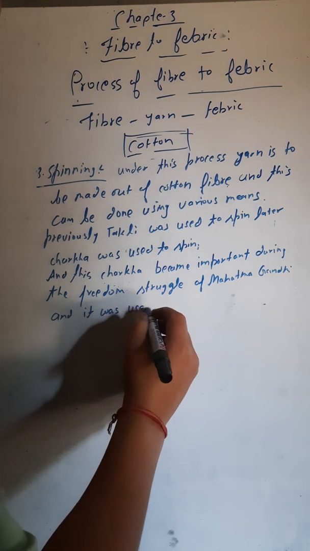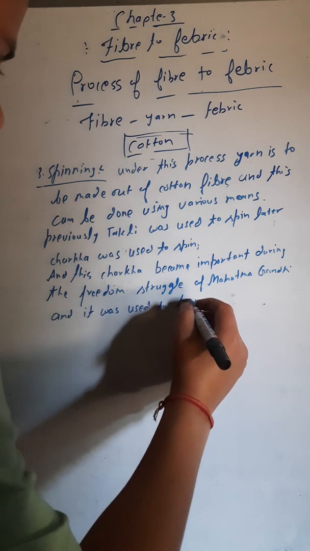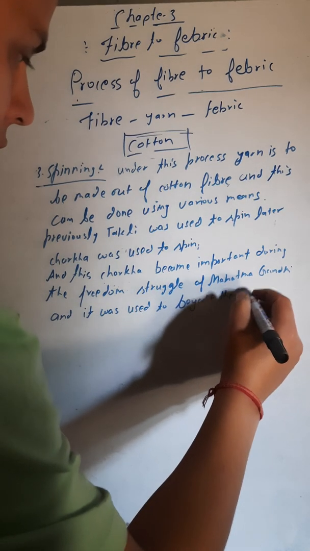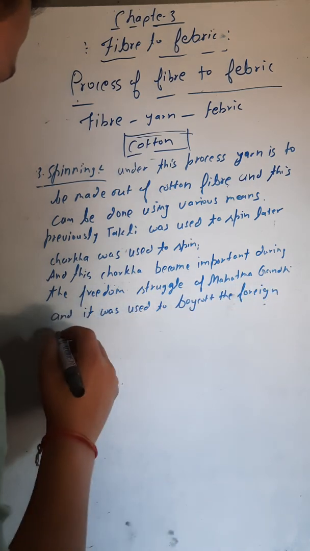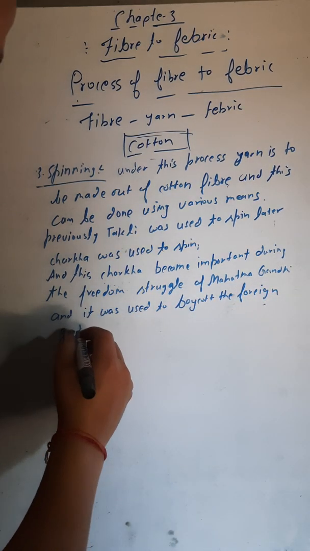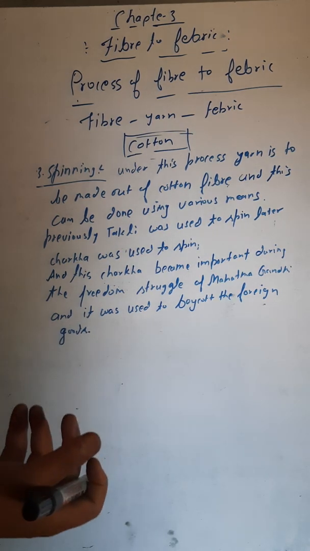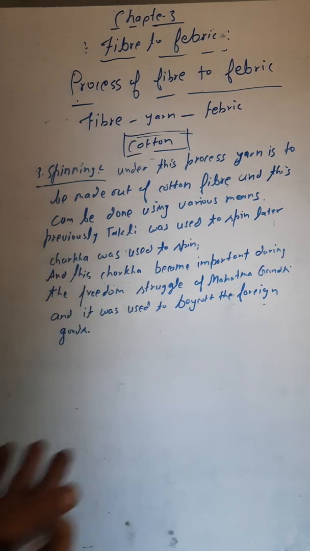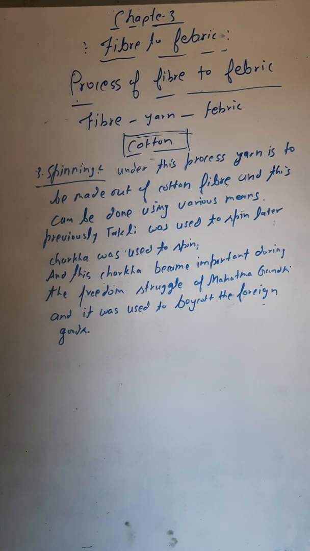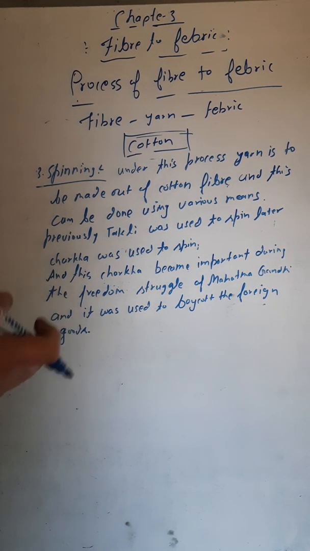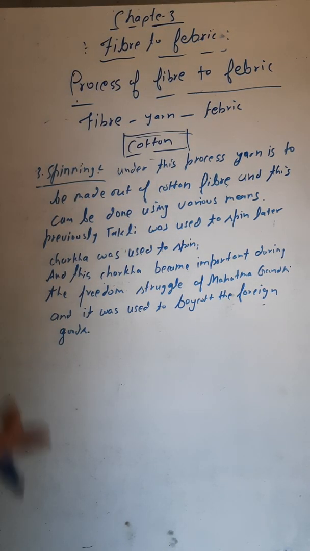It was used to boycott the foreign goods. Means we were using the charkha, and with the help of the charkha we were producing homemade yarn. Okay, and with the help of this we were making homemade clothes, like khadi became popular during those days. So it was used to boycott the foreign goods, so that we could not buy the foreign clothes, etc. Okay, so that is why this charkha was used for that. So this is the third process, that is known as spinning.